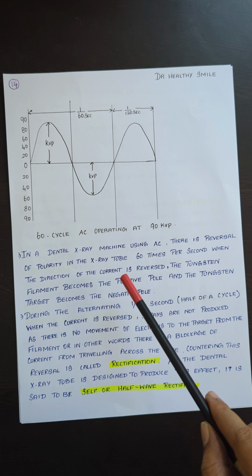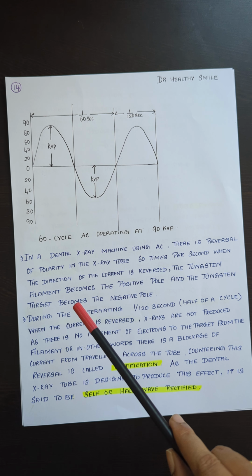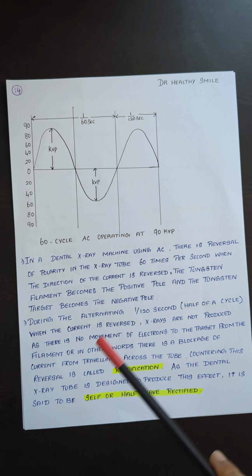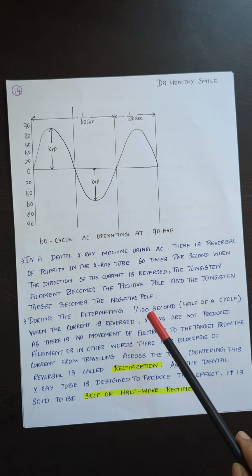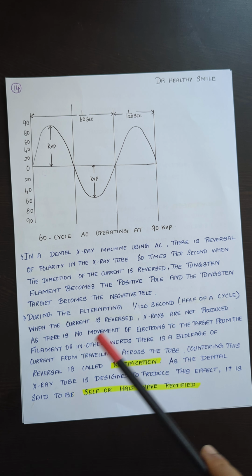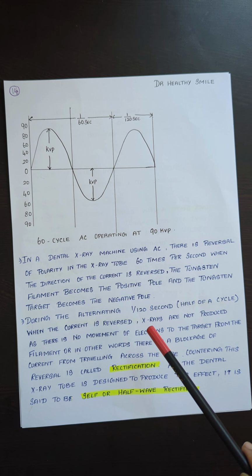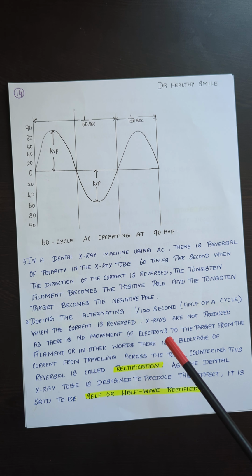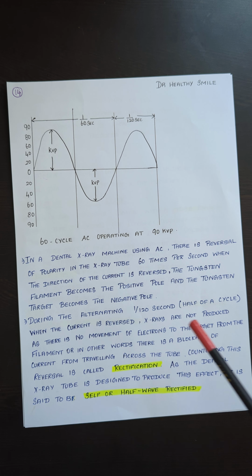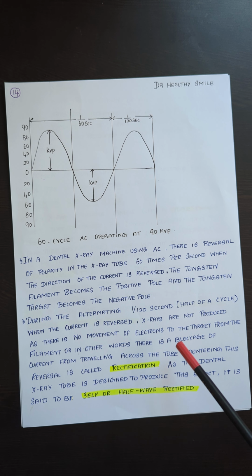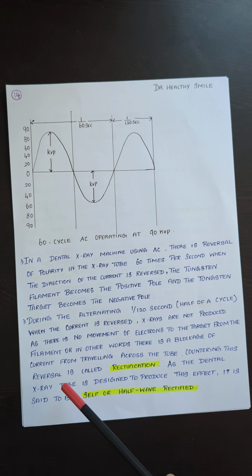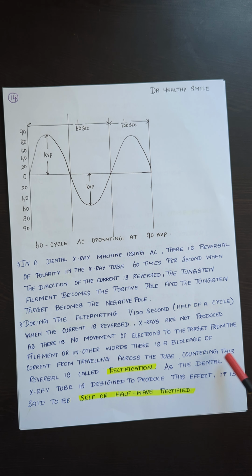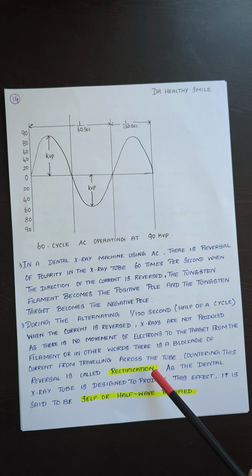When the direction of the current is reversed, the tungsten filament becomes the positive pole and the tungsten target becomes the negative pole. During the alternating 1/120 second, when the current is reversed, X-rays are not produced, as there is no movement of electrons to the target from the filament, or in other words, there is a blockage of current from traveling across the tube. Countering this reversal is called rectification.